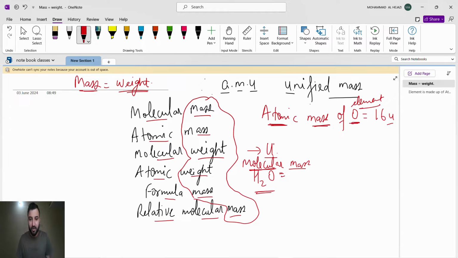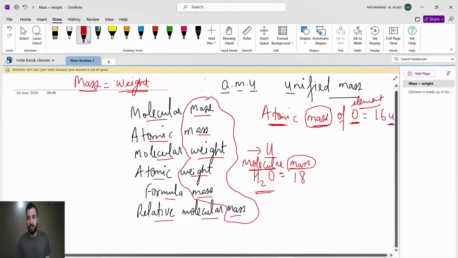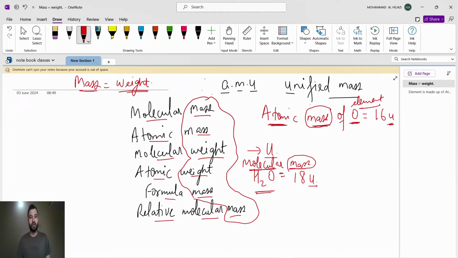Now see here, I am finding the molecular mass of H2O, that is 18. Okay, if you don't know, in the last video I have explained how to find it, so you can check the last video. Molecular mass means we are finding only the mass, like here the atomic mass, only the mass. If it is only the mass, only the weight, it is expressed in U, unified mass. Molecular mass of H2O is 18 U. Okay, molecular mass is expressed in U.